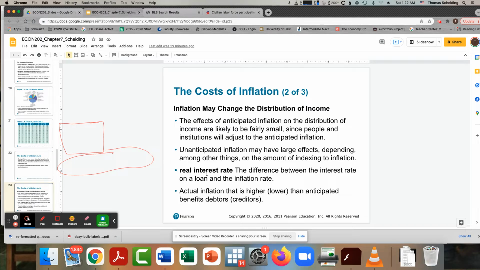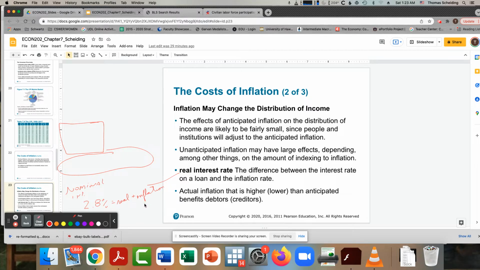So the real interest rate is going to be a reflection of what I was just talking about. I borrowed and I was told what the nominal interest rate was. For instance, I got my mortgage at 2.8%. That consists of two components: a real interest rate plus inflation.